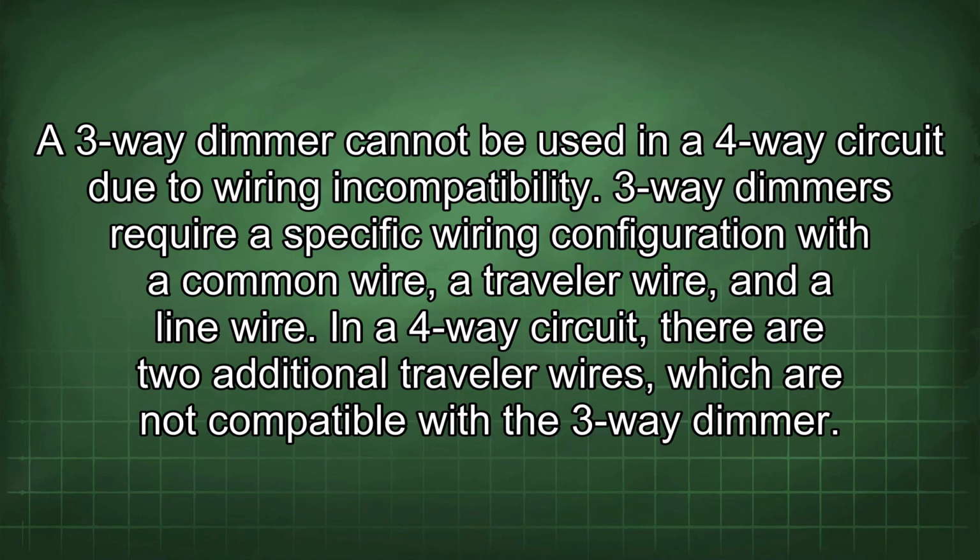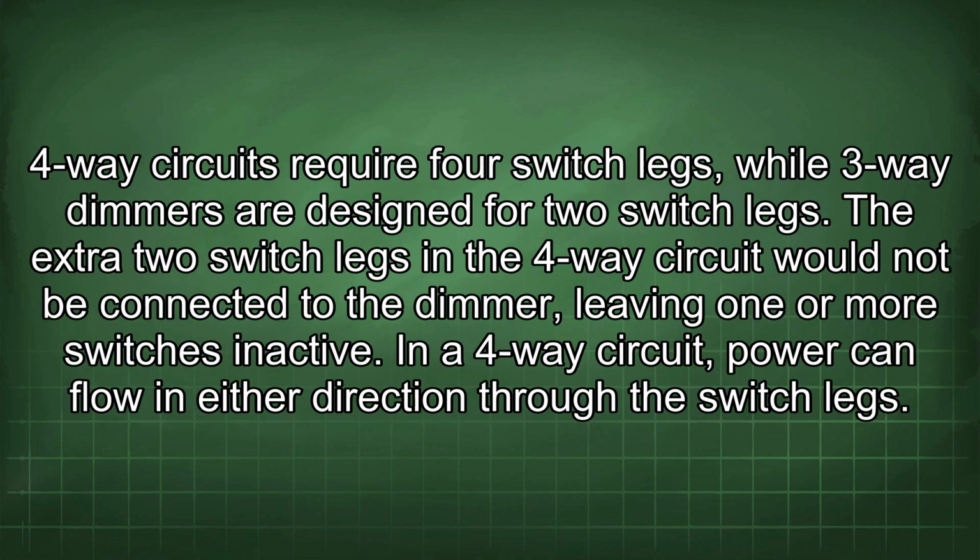A three-way dimmer cannot be used in a four-way circuit due to wiring incompatibility. Three-way dimmers require a specific wiring configuration with a common wire, a traveler wire, and a line wire. In a four-way circuit, there are two additional traveler wires, which are not compatible with the three-way dimmer. Four-way circuits require four switch legs, while three-way dimmers are designed for two switch legs.